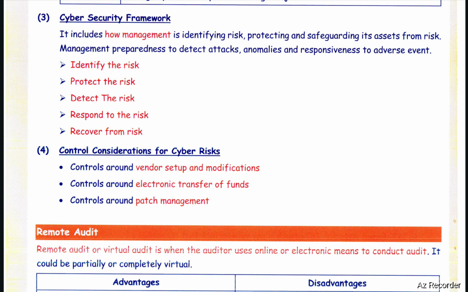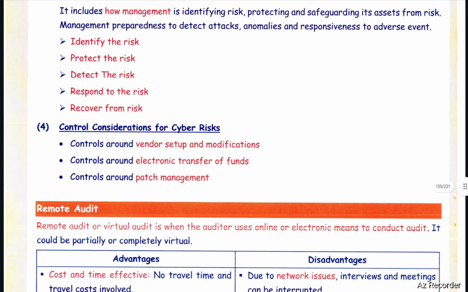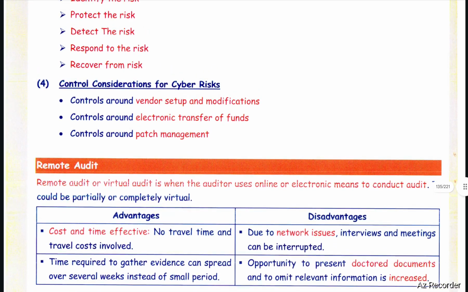The cyber risk framework involves the following steps: identify the risk, protect from the risk, detect the risk, respond to the risk, recover from the risk. First, identify, protect, detect, respond, recover. Control considerations for cyber risks. There are three control considerations for cyber risks: controls around vendor setup and modifications, controls around electronic transfer of funds, controls around patch management. Next, remote audit or virtual audit.